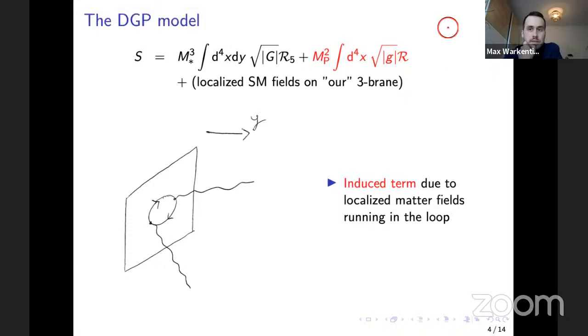Now let's have a closer look at how this model achieves these features. This is the action of the DGP model. It is a 5-dimensional model with this 5-dimensional Einstein-Hilbert term here, and this is the 5-dimensional, and hence fundamental, Planck scale, M_star. Now the standard model fields are localized on the brane, which in this model is our universe. So we live on this brane. The crucial ingredient in this model is this induced 4-dimensional Einstein-Hilbert action, with the usual curvature term and our observed Planck scale.